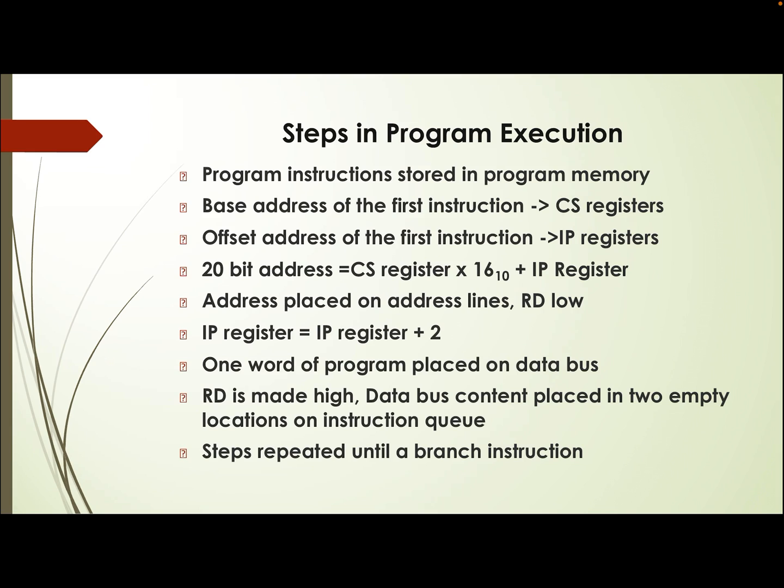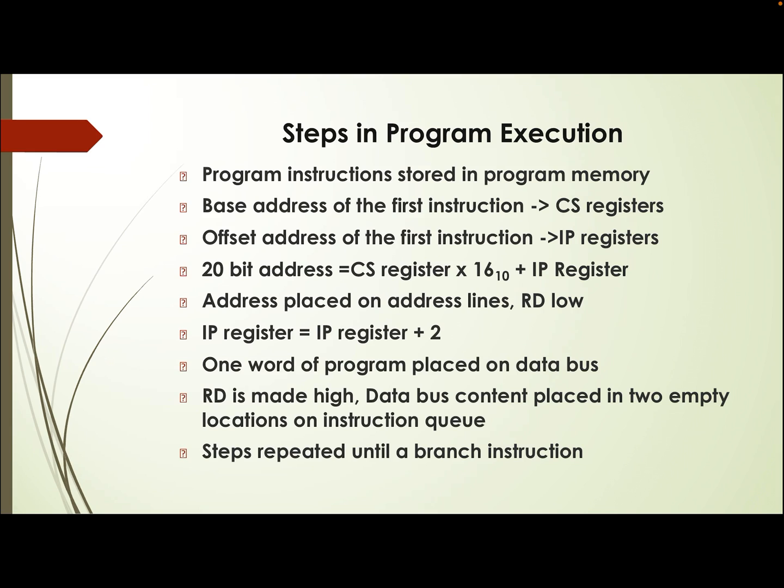Along with that, the IP register content is incremented by 2, because in the next cycle the instruction pointer must point towards the next instruction to be executed. So from the current instruction it is moved to the next instruction. Since the word length is 2 bytes, it must be increased by 2 for pointing to the beginning of the next instruction in the memory.